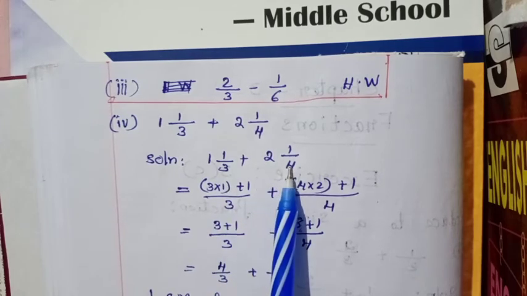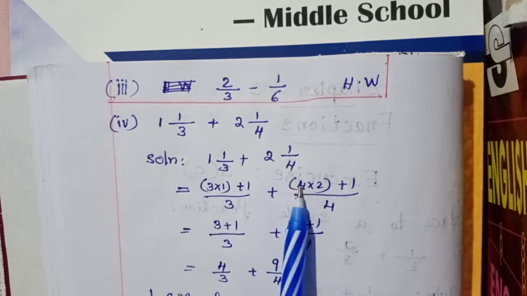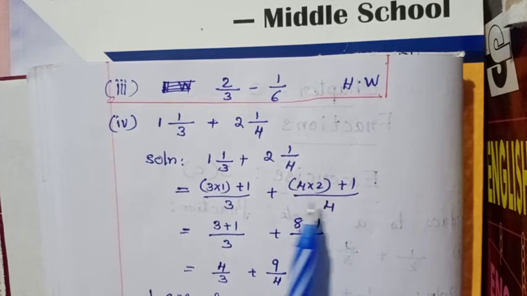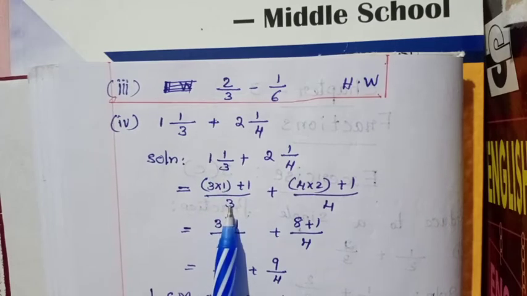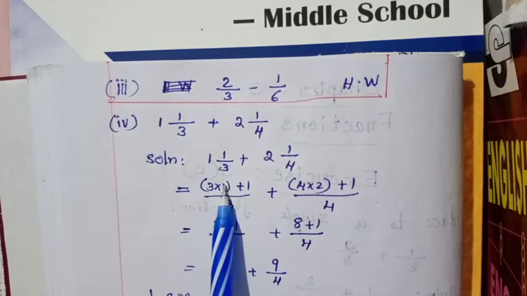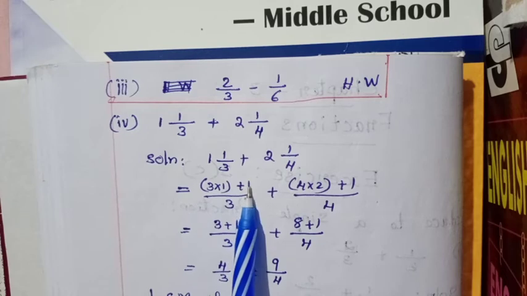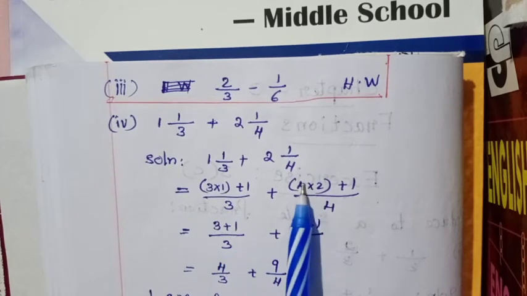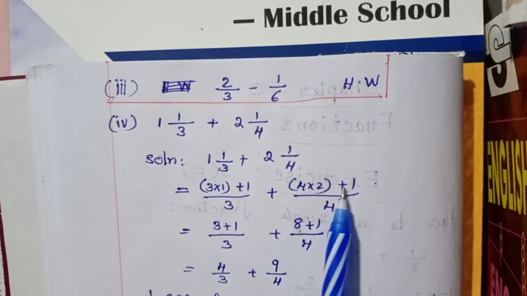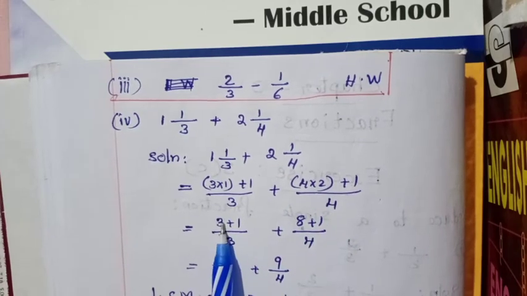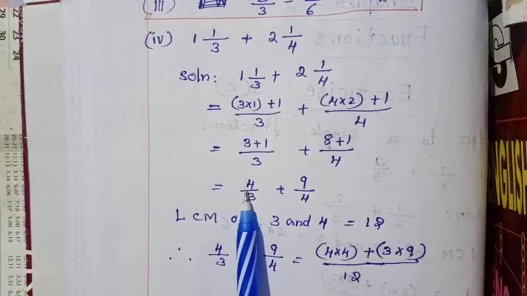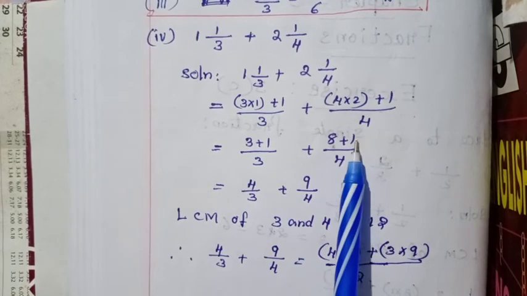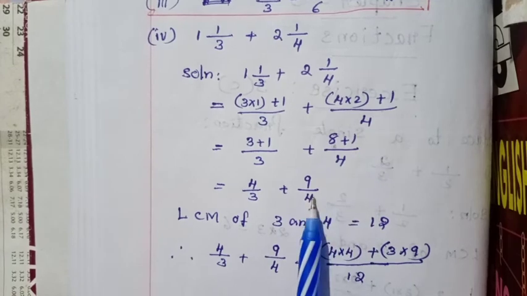Second one also will change like 4 into 2 plus 1. 4 into 2 in bracket plus 1, all by the same denominator 4. Here all by the same denominator 3. Next 3 into 1 first value, 3 into 1 is 3 plus 1. Next 4 into 2 is 8 plus 1. 3 into 1 answer is 4 by the same denominator 3, plus 8 plus 1 is 9, all by 4.